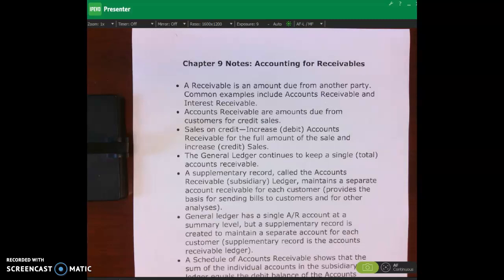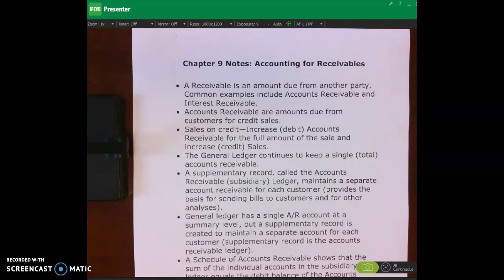I'm on page 167 of your course pack, okay? So Chapter 9 Notes covers accounting for receivables. A lot of this we have talked about in prior lecture videos. We should know by now the journal entry to record a sale on credit, for example. Some of those things we'll talk about here in this first lecture video.